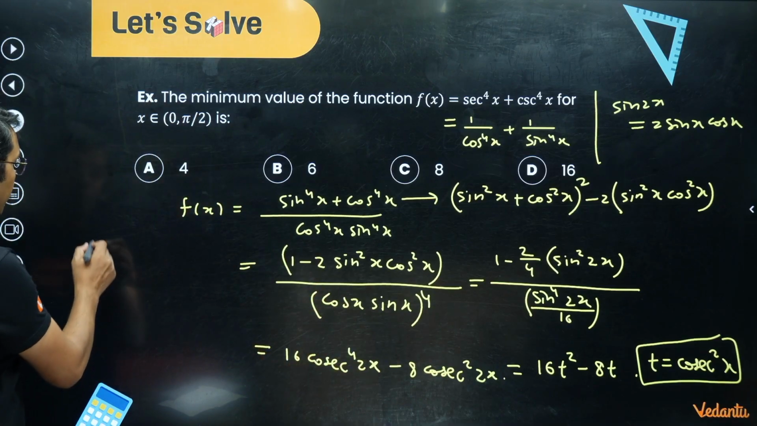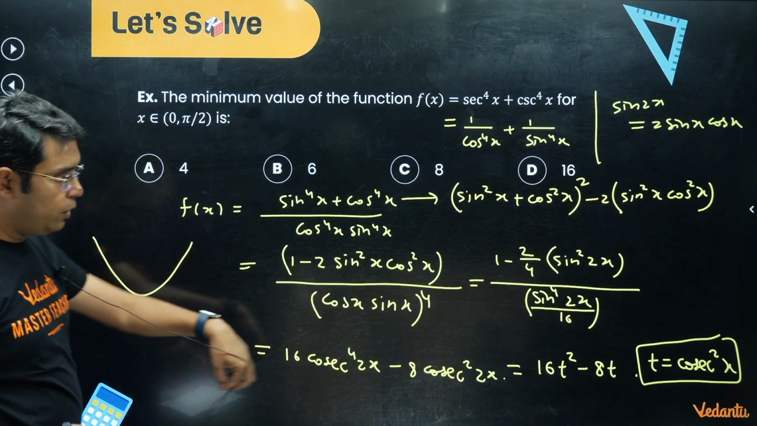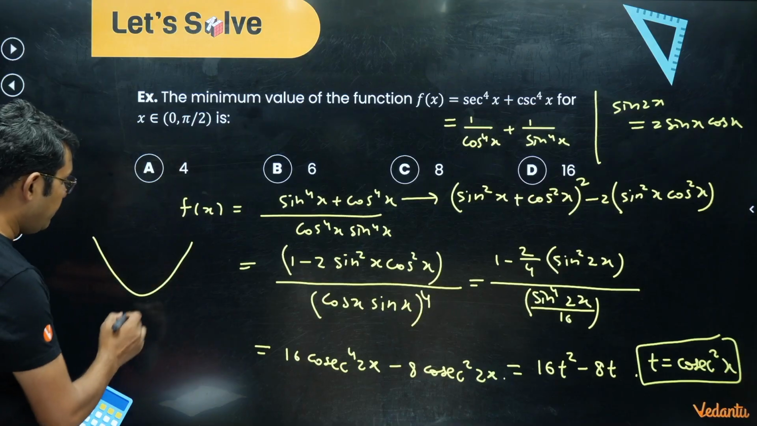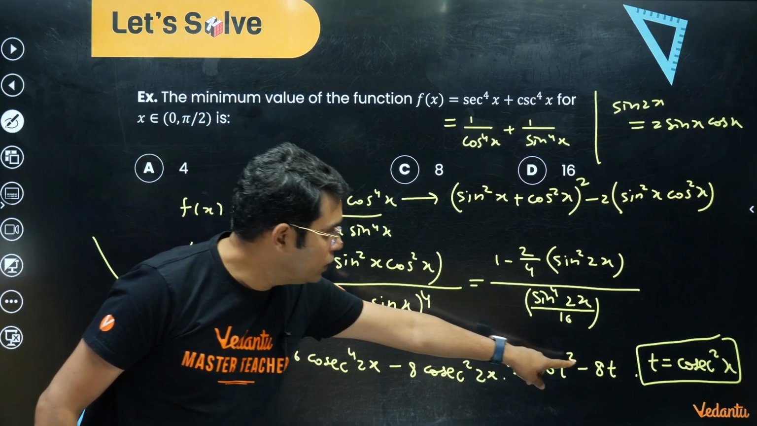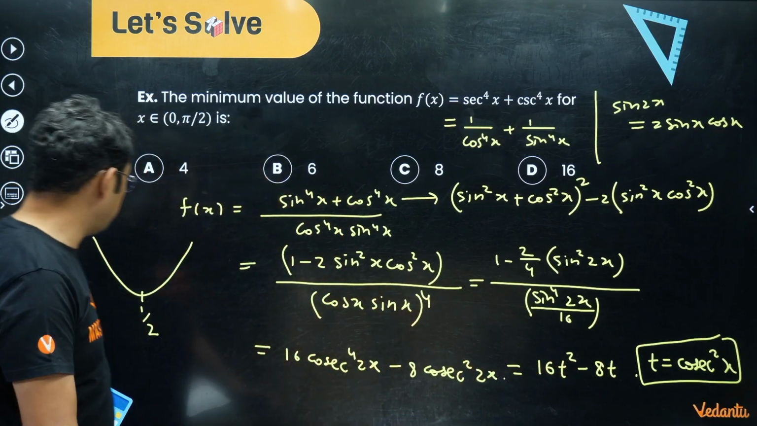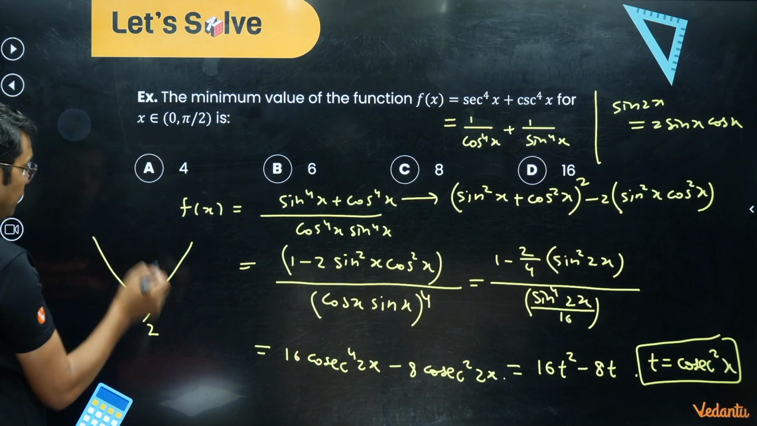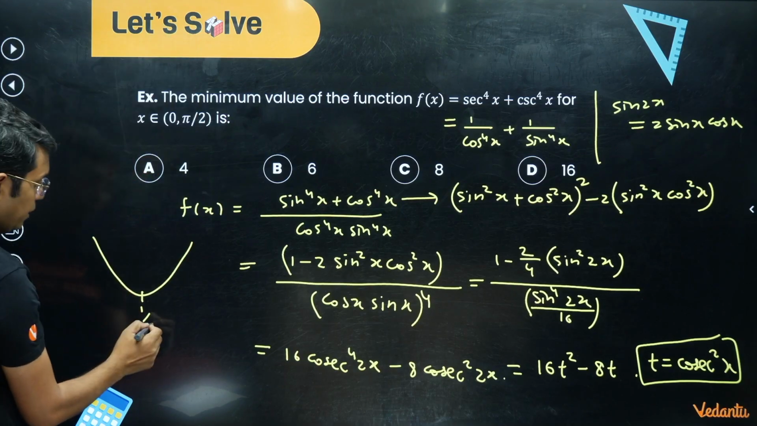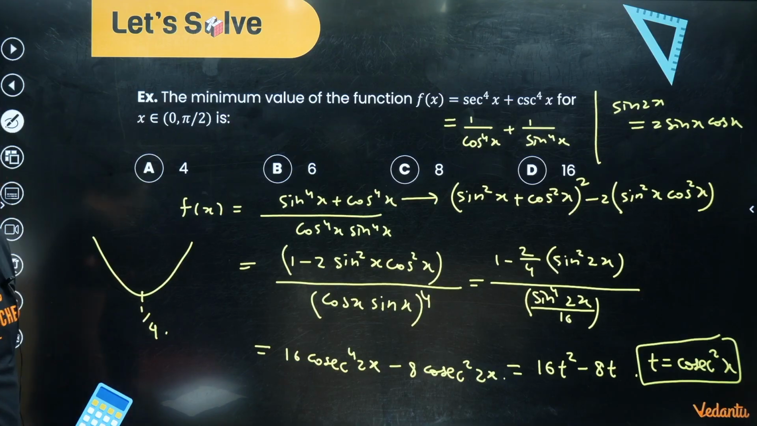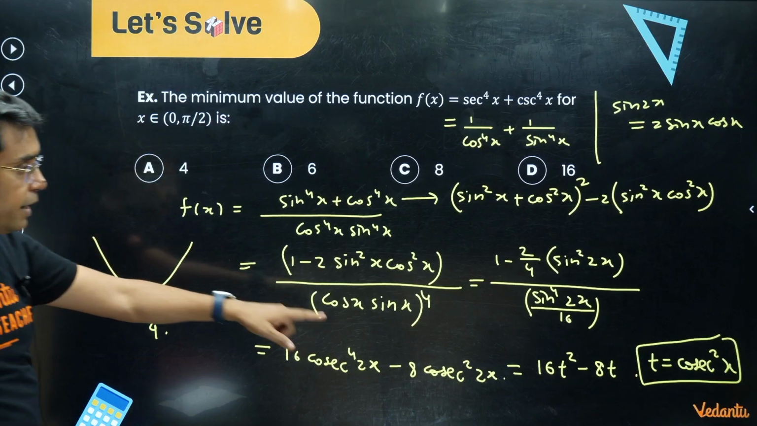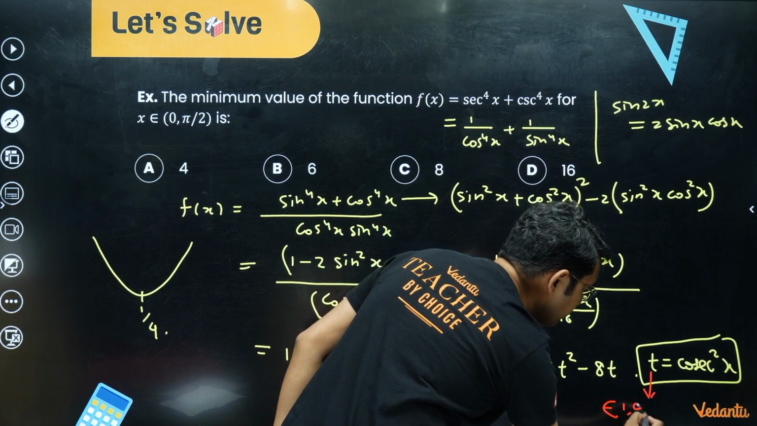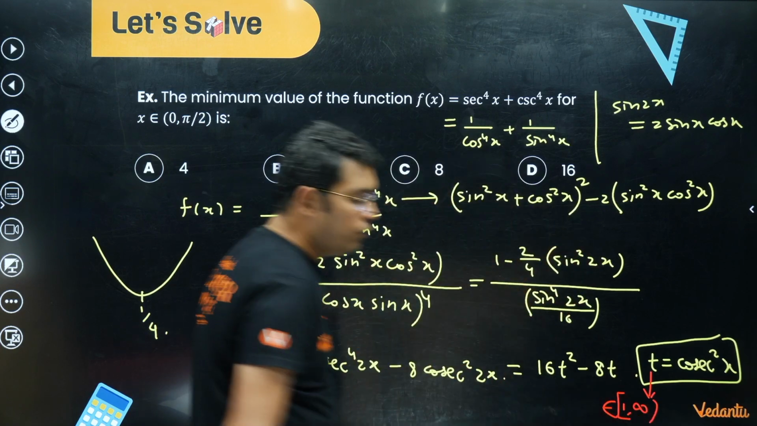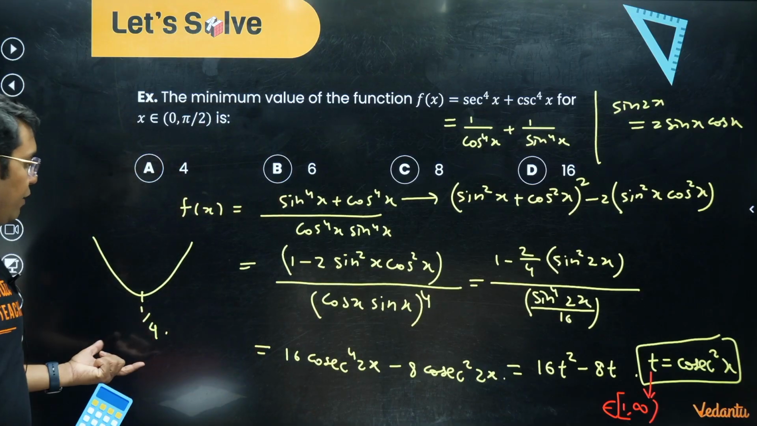Now if it is quadratic, we know its graph will be upward parabola as leading coefficient is 16, and minimum value will occur at minus b upon 2a. So 8 upon 16, no, minus b upon 2a means it will be 1 upon 4, by mistake, 1 upon 4. The value will be minimum at 1 upon 4. But dear all, you know this cosecant square value, this t has to be lying from 1 to infinity. It cannot take value 1 upon 4.